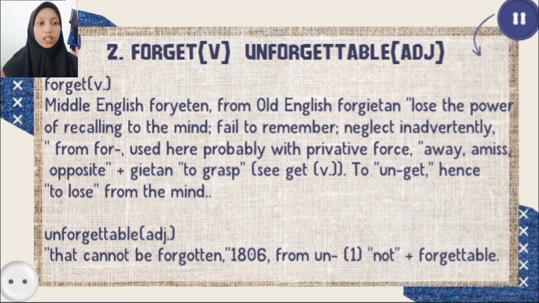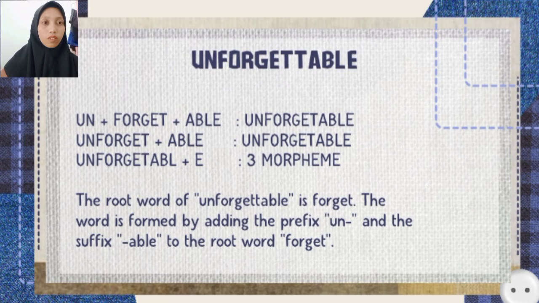And then unforgettable, adjective, that cannot be forgotten, 1806, from un, negative, not, plus forgettable. And then the root word of unforgettable. Un plus forget plus able, unforget plus able, unforgettable plus y. So the word unforgettable has 3 morphemes. And the root word of unforgettable is forget.